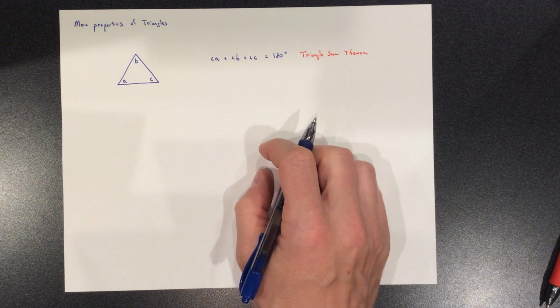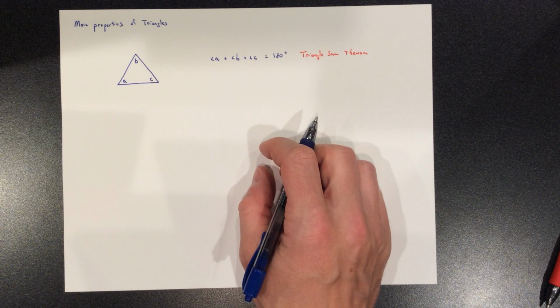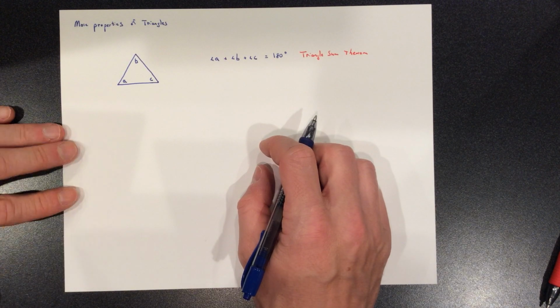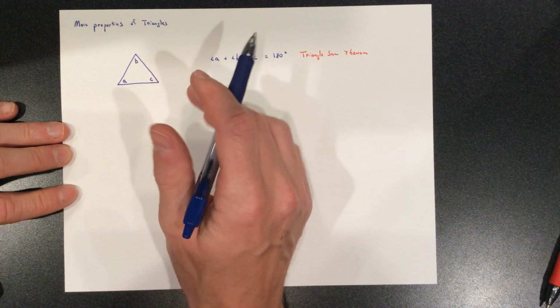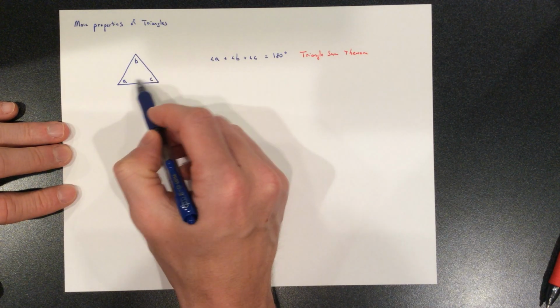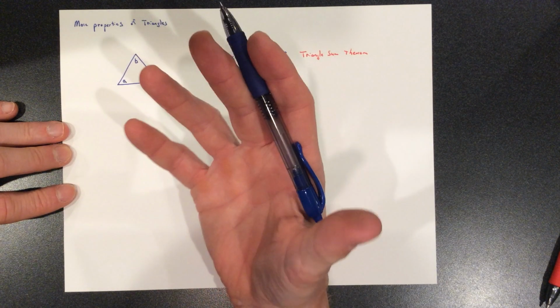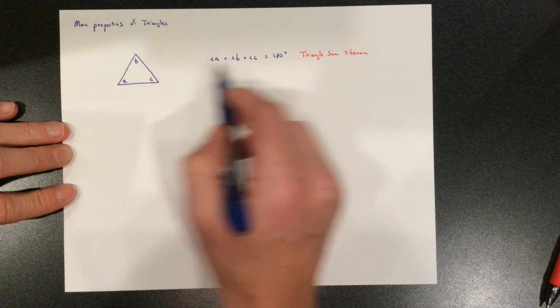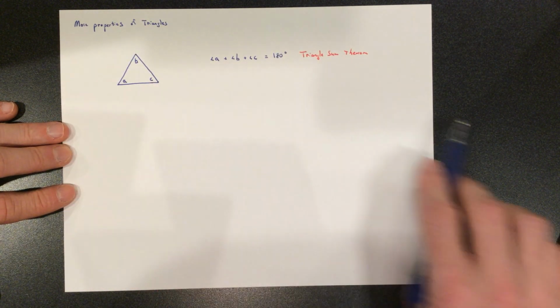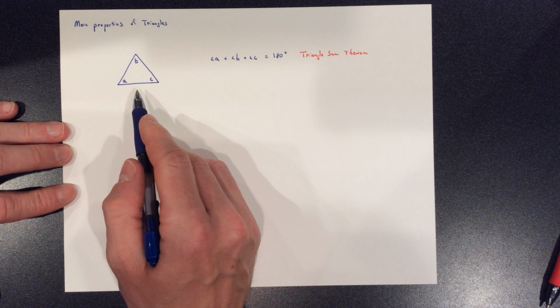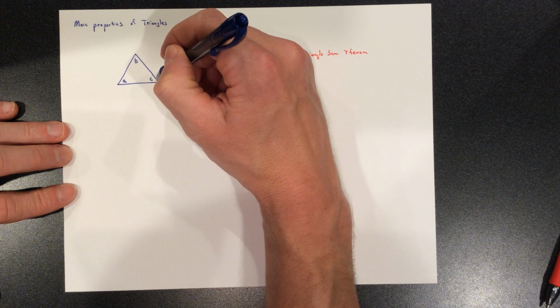We probably did it, I don't know, a long time ago, maybe even at the end of unit 1. So we know that no matter what type of triangle it is, the sum of the three interior angles, meaning the angles of the triangle A, B, and C, equal 180 degrees. Okay, that's a fact.